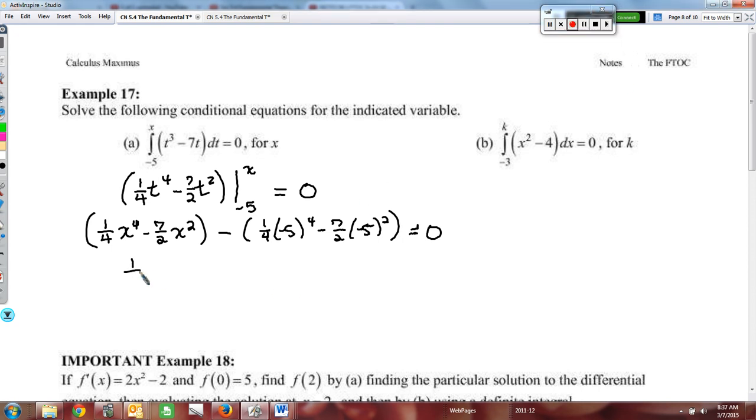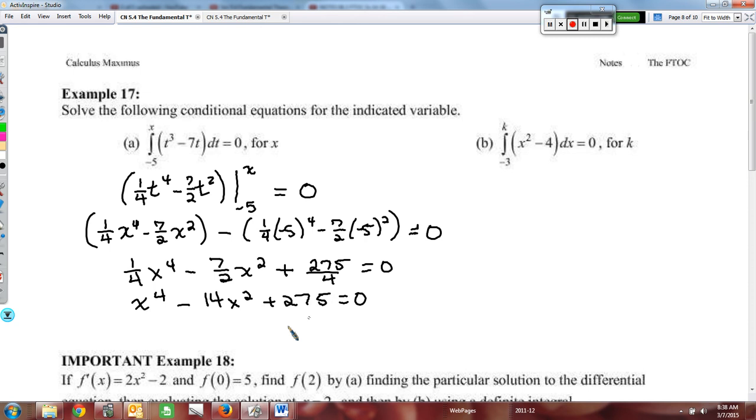So we're going to get 1/4 x to the 4th minus 7/2 x squared plus, after I multiply this out and add it up, I get 275 over 4 equal to 0. And then I'm just going to multiply both sides by 4 just to make this into a nicer problem. So x to the 4th minus 14x squared, and then plus 275 equals 0.